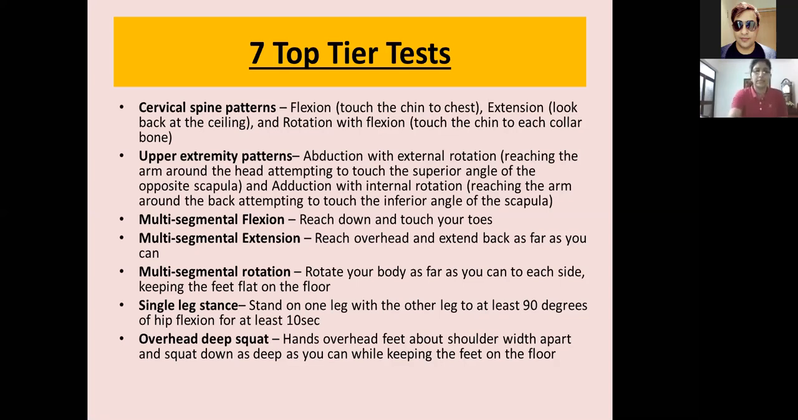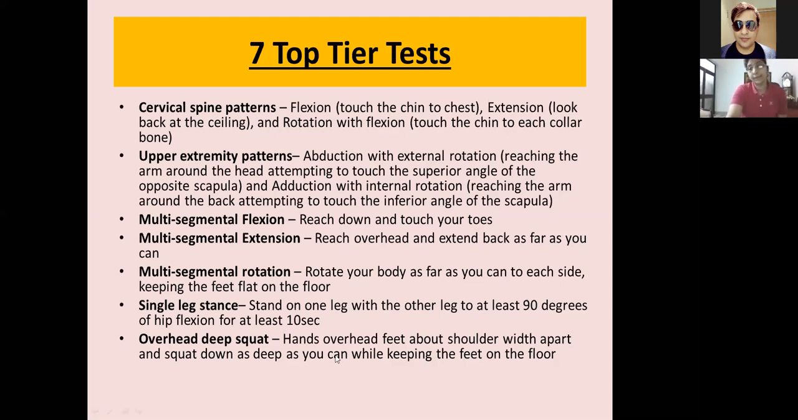Next test is single leg stance. In this, we ask the patient to stand on one leg with the other leg at least 90 degrees of hip flexion. In this position, we ask the patient to do this, or we ask the patient to do this backward. What is the variation he is able to perform backward or at 90 degrees of hip? We check the balance and how the functional line of that one leg is working. We can have this for at least 10 seconds.